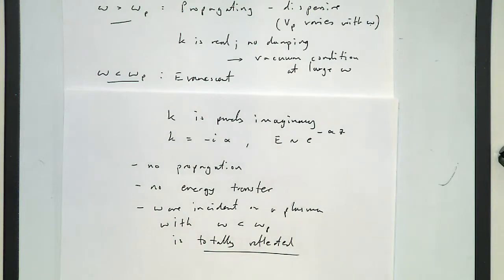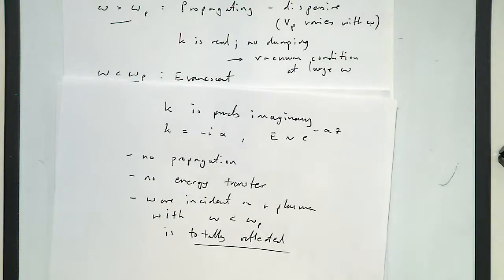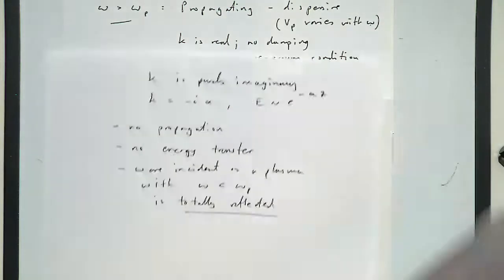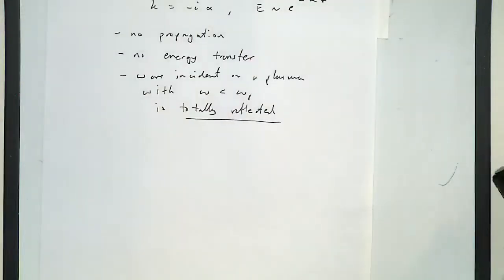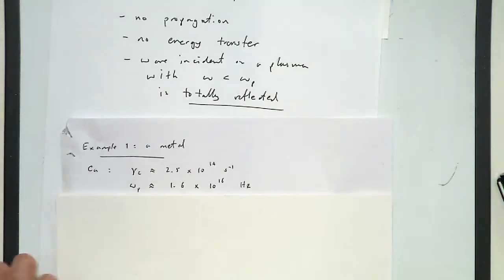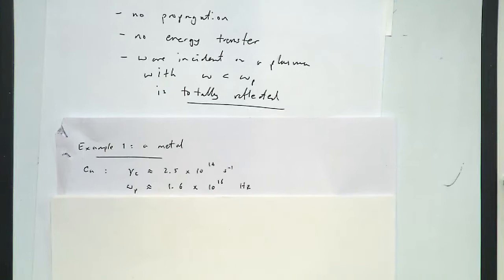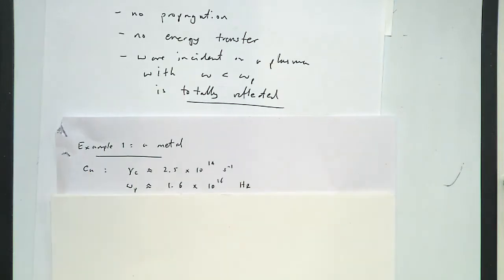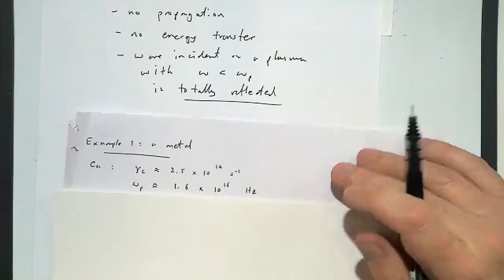So let's look at a few examples. So, let's get a sheet of paper. Ooh, where did that come from? So we'll look at a metal. Copper is a good example. Okay. So in copper, the collision frequency is something like 10 to the 14 per second. And we're going to consider light which is several eV. Okay, so of the order of 10 to 16 hertz. That's roughly in the visible range. And the plasma frequency is about 10 to 16 hertz.